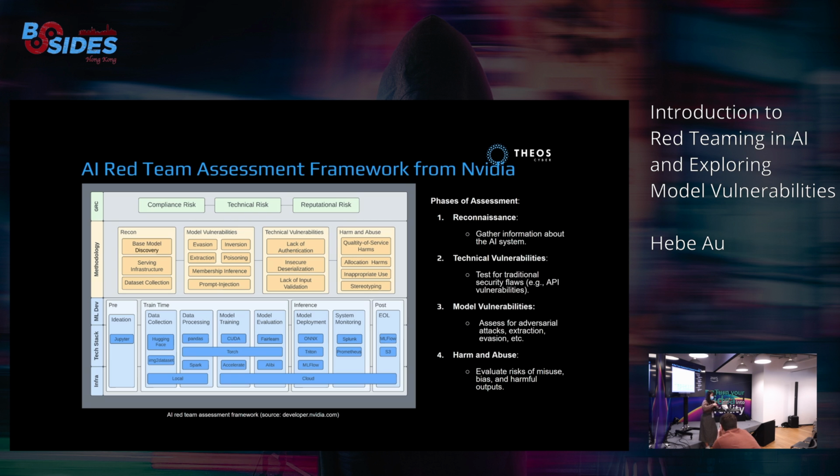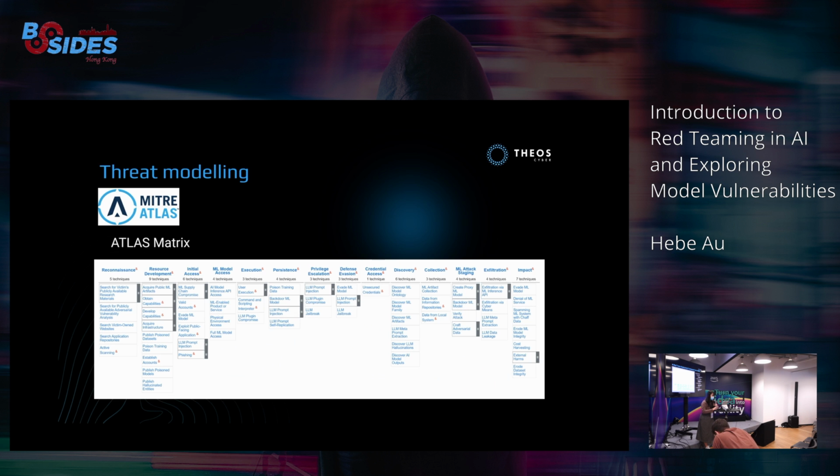The next stage is model vulnerability, which covers attacks such as extraction and evasion, and then understanding harm and bias, evaluating the risk of bias and harmful output. Here is the modeling, where we can see a lot of different techniques at different stages. If you're going to do a security assessment on an AI system, you can follow this matrix.